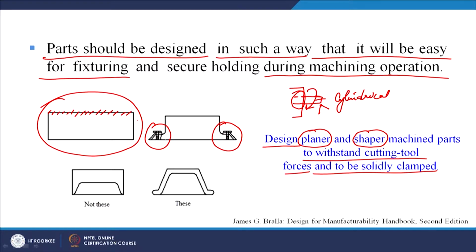So this is otherwise difficult to clamp, but once we have clamped it properly, it will be easy to do machining on this surface. Similarly, this one is also very difficult to clamp, but if we modify the design, it will become easier to clamp. So we must design the parts in such a way that they become easy to clamp, easy to hold on the machine table, so that the tool can act on the material or the workpiece and remove the material as per the desired design of the product.